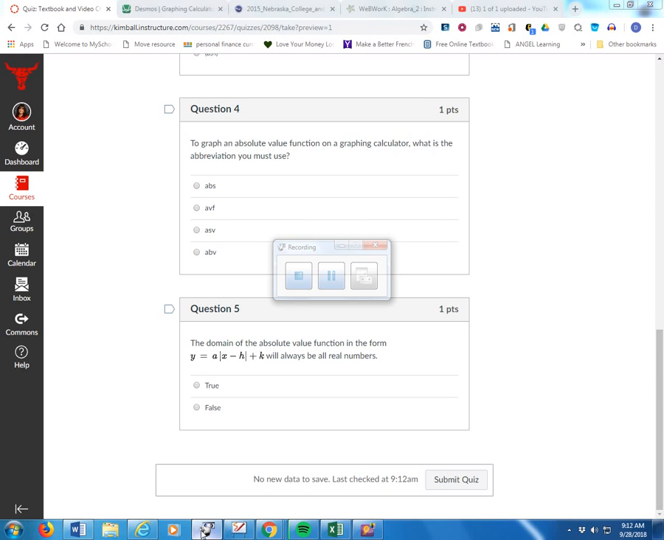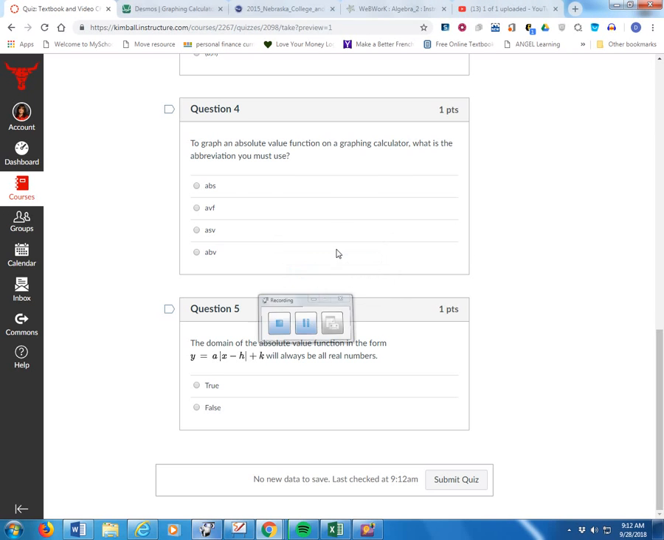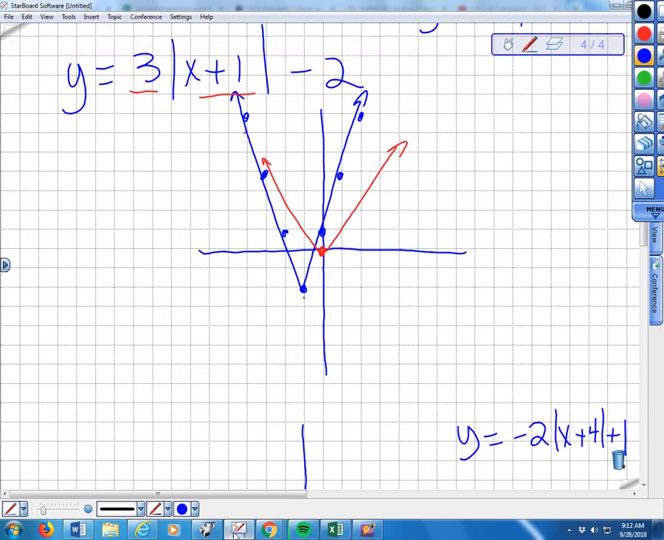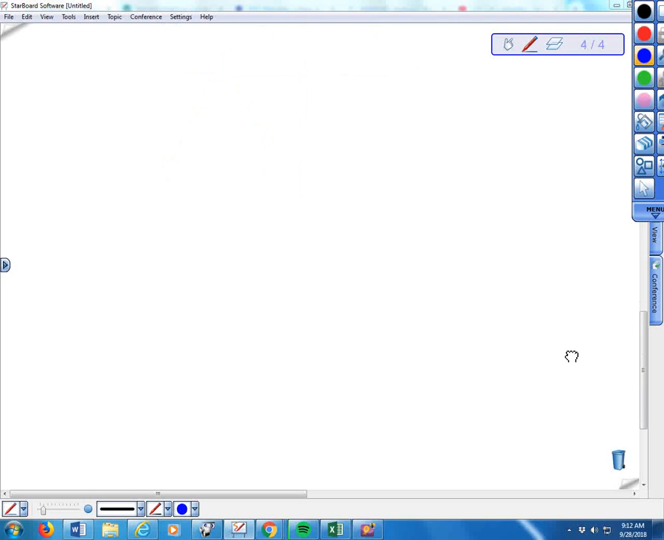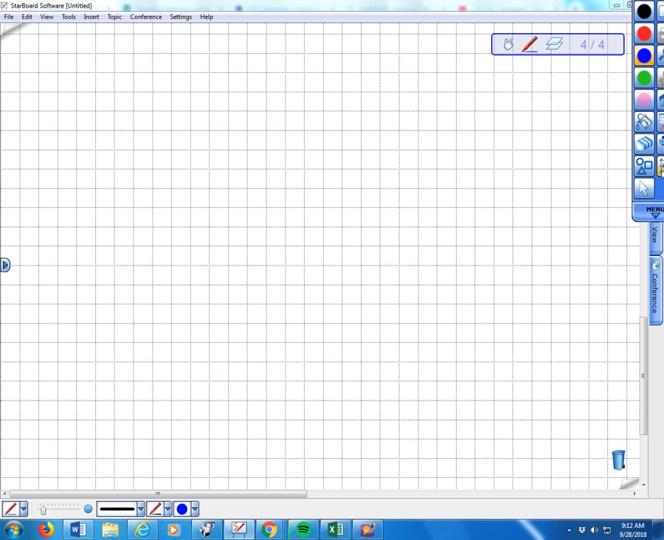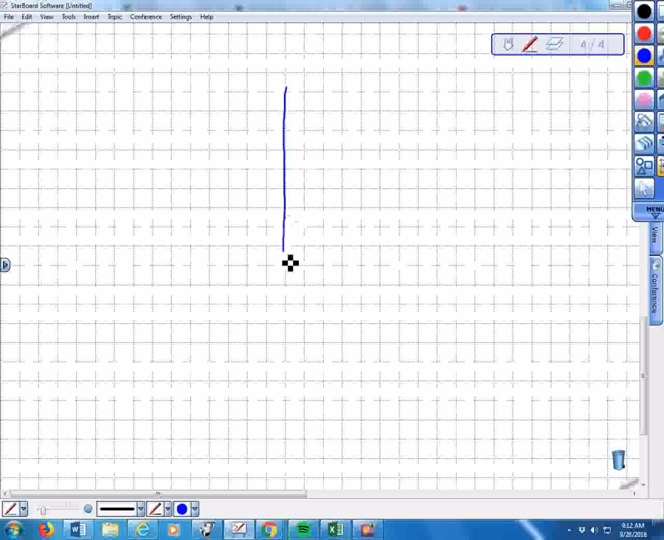I do. I don't know how to figure out the inequalities. The inequalities? Okay, so why don't I just graph one? Because there's only 3 problems, right? There's 5. Okay, well, there's not very many.